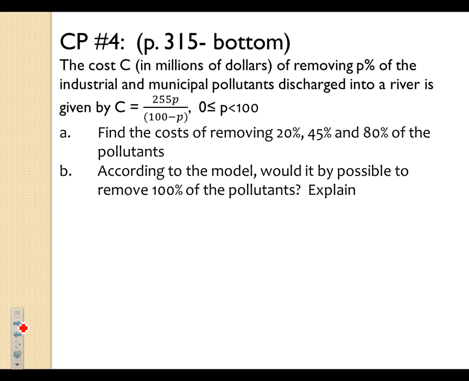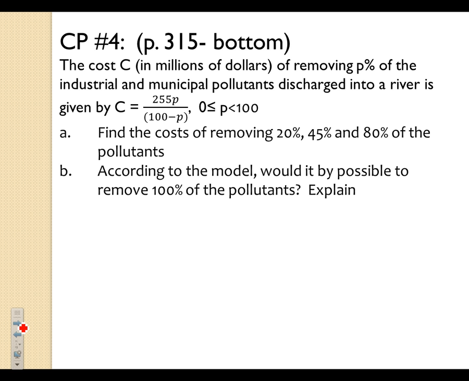So this one says the cost C in millions of dollars of removing P% of the industrial and municipal pollutants discharged into a river is given by, and you can see the function there. Now the range of P is going to go from 0 to 100. Okay, so from 0% to 100%, or just under 100%, I guess. So letter A first asks, find the cost of removing 20%, 45%, and 80% of the pollutants.